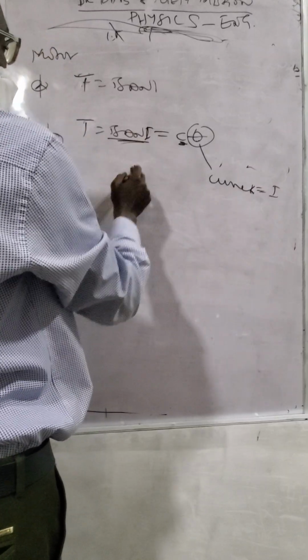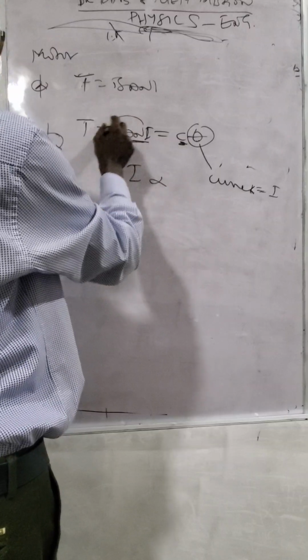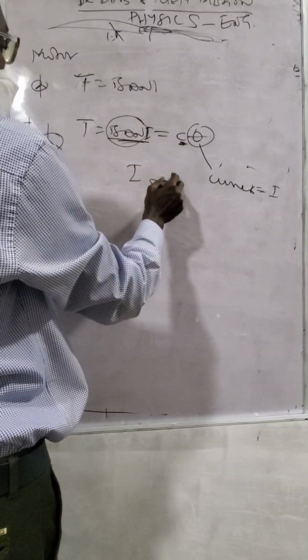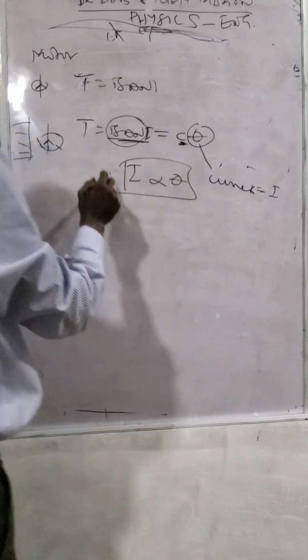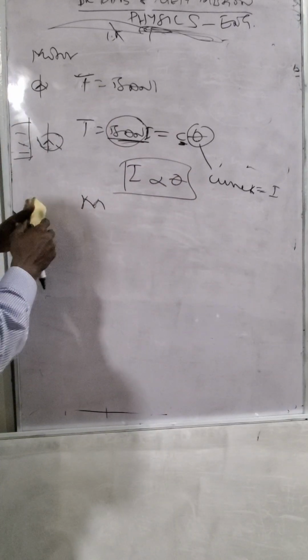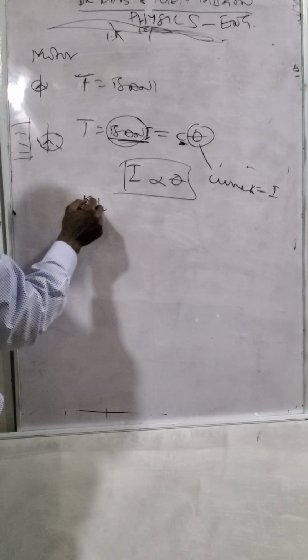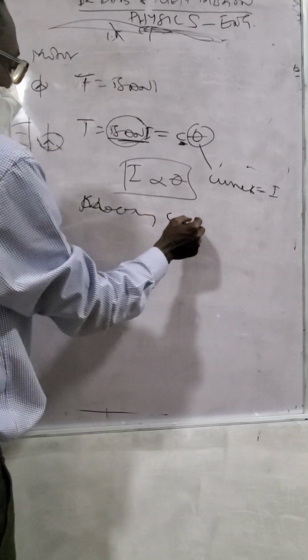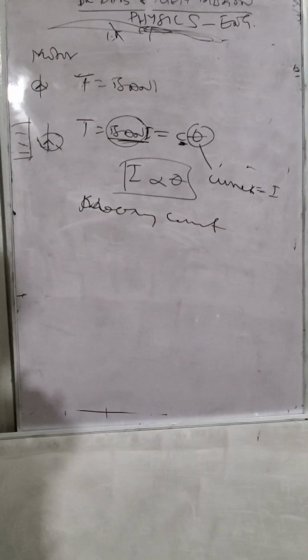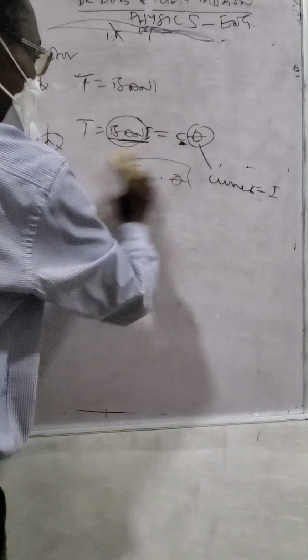Okay, from here, if you make I the subject, I will be proportional to what? All these being constant, I will be proportional to what? This, and this we can work out. So this is for those that are used for measuring current, okay? The device for measuring current. This principle will work. Alright.